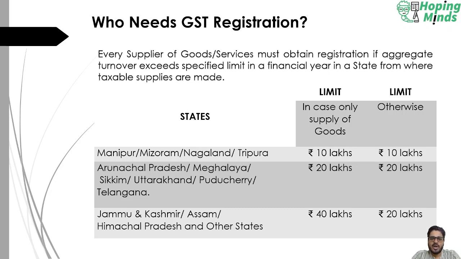For states like Arunachal Pradesh, Meghalaya, Sikkim, Uttarakhand, Puducherry and Telangana, this limit is 20 lakhs in case of goods only, and again 20 lakhs in case of goods and services both. Next, Jammu and Kashmir, Assam, Himachal Pradesh and other states: the limit for goods is 40 lakhs and the limit for services is 20 lakhs.